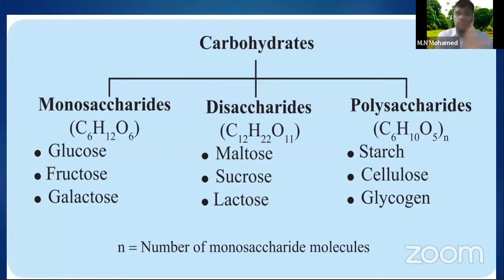All three have the same chemical formula, C6H12O6. Always remember, the chemical formula for glucose is C6H12O6, the chemical formula for fructose is also C6H12O6, and the chemical formula for galactose is also C6H12O6. You may ask how three compounds can have one chemical formula. There are small differences. They are not large differences.